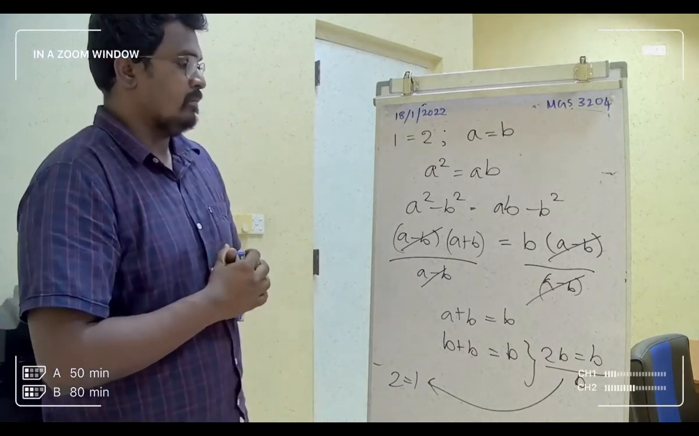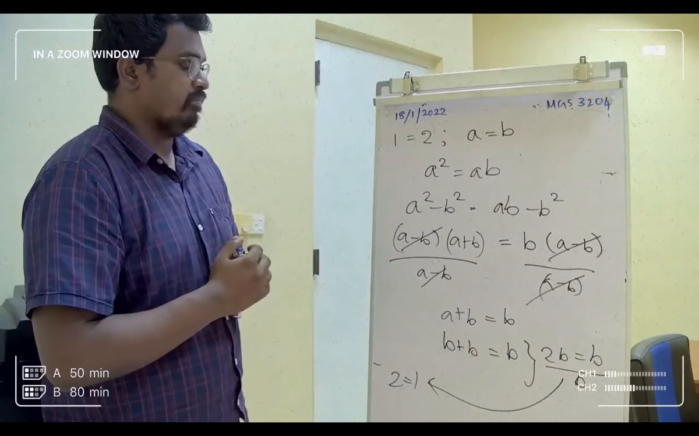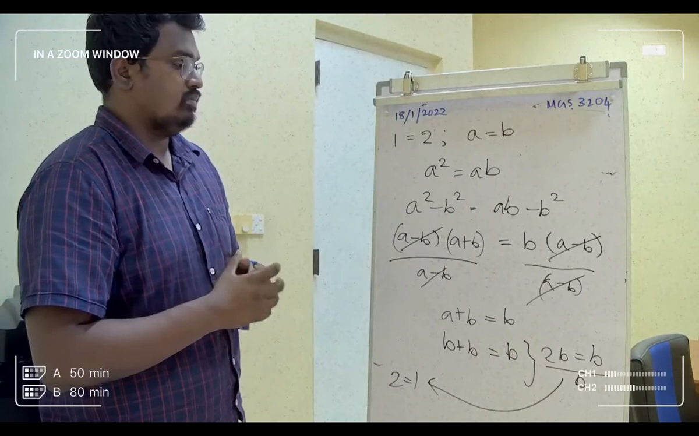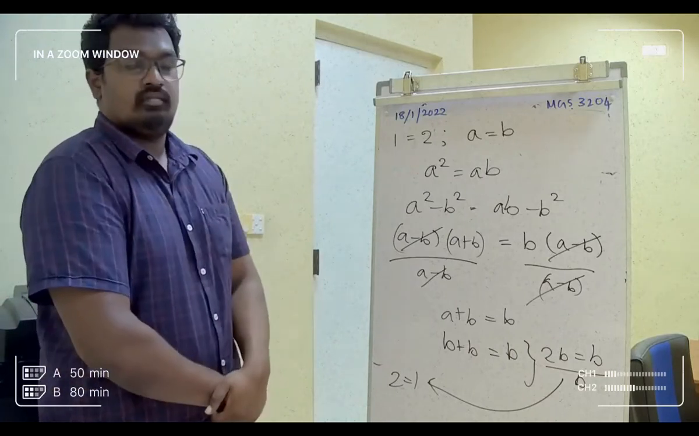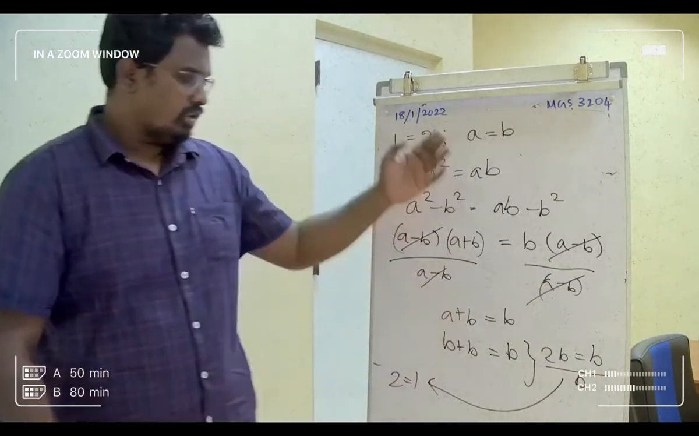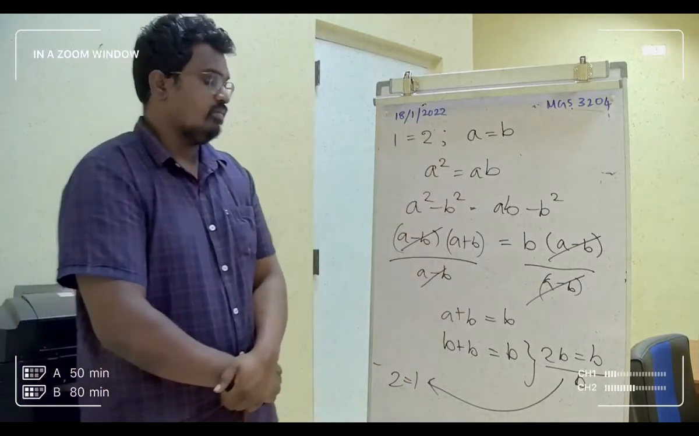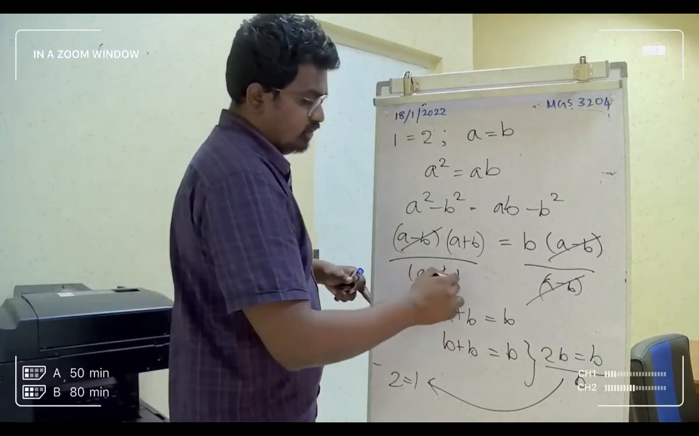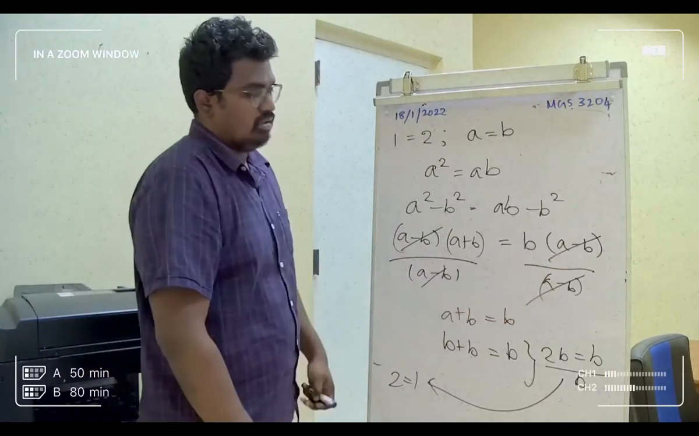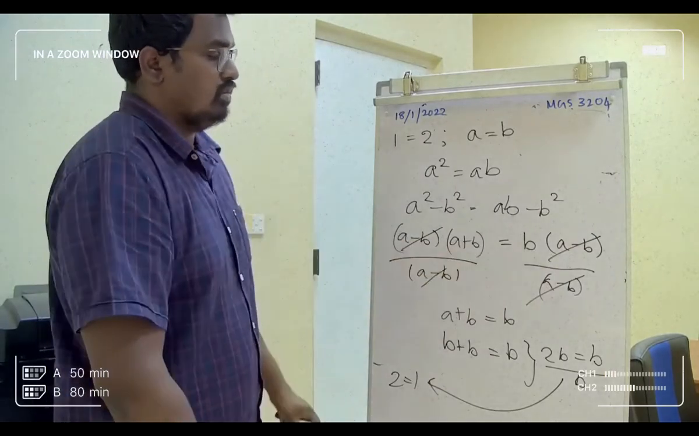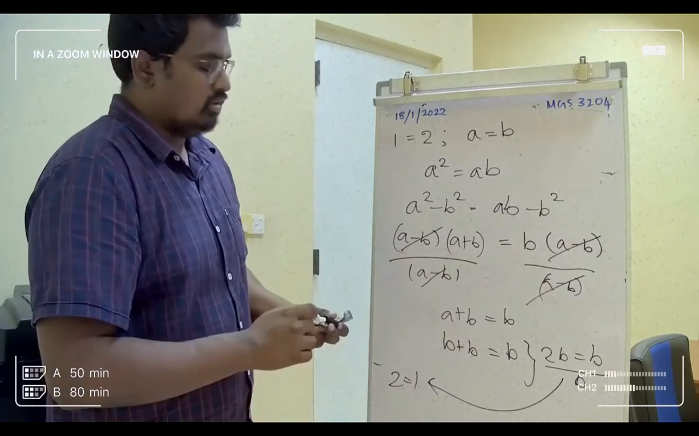What's the problem? What's the problem in this proof? You can go through it and see. Can we cut this a minus b and a minus b? Why here? What's the concern? Because a minus b, both sides we can divide mathematically. So can you specify why you say can we cut?